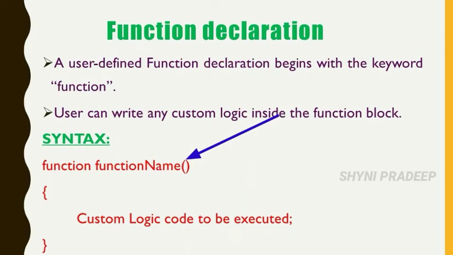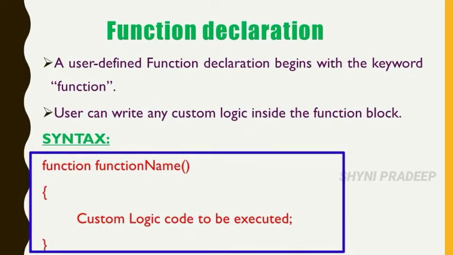After that, give the parenthesis. In the next line, you have to write the curly braces, open curly brace and closed curly brace. Within these curly braces, you have to write the code. Code means statements. Okay, a block of statements will be written in this place. So between the curly braces, you have to write the block of statements. So this is the syntax for function declaration.